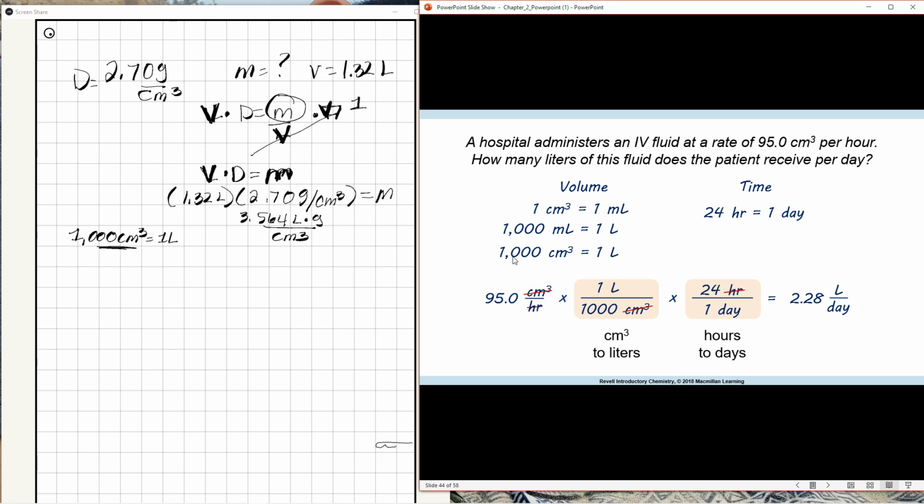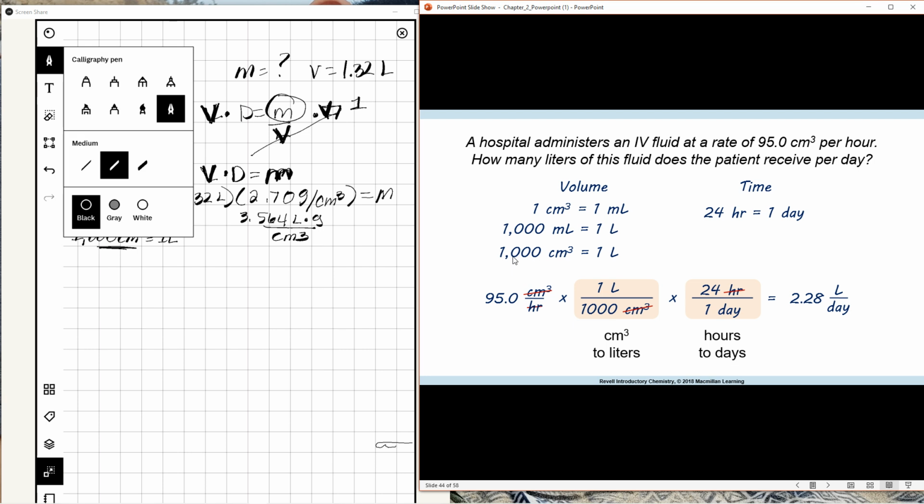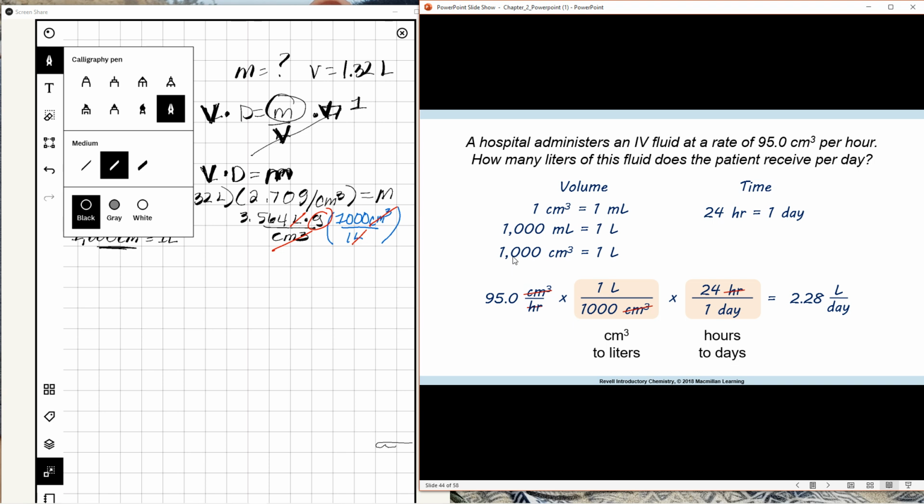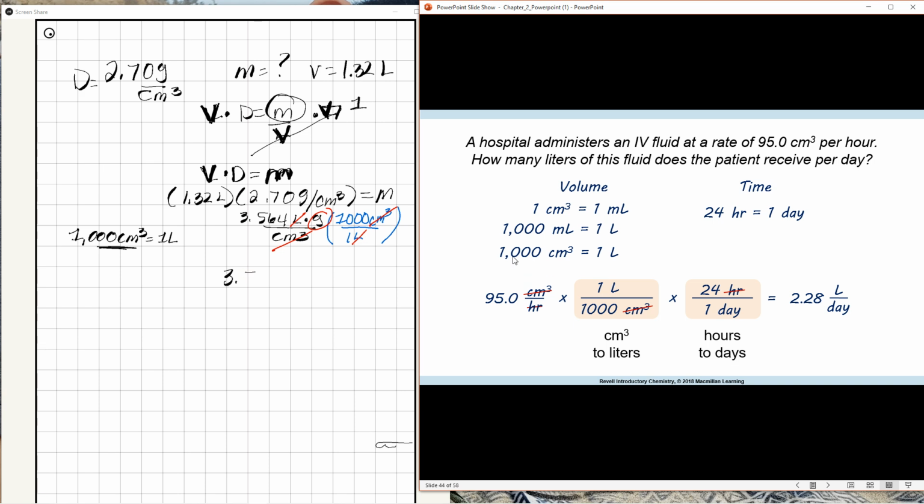Here is my equivalency that I need to use to solve the rest of the problem. Let's change this color. Let's go blue. I'm going to use my equivalency. I'm going to cancel out centimeters, so I'm going to put 1,000 centimeters cubed on the top, my 1 liter at the bottom. Now, by doing that, I could actually cancel out some units. Liters cancels out with liters. Centimeters cubed cancels out with centimeters cubed. I love it when things work out. I'm left with grams. Yes, that's exactly what I want. Okay. I'm going to write my final answer, 3.564 grams. Is it my final answer though?